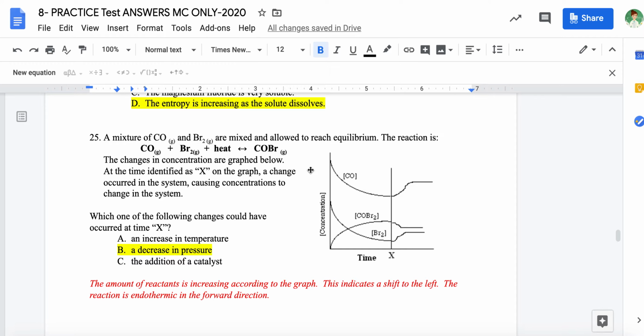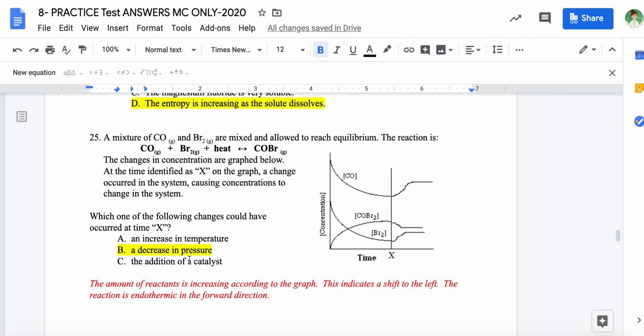Number 25 is about a graph. What happened at time X? So the key thing that we're understanding is at time X, we get more CO and we get more Br2. So we're getting more reactants at time X, and our COBr here goes down. So what could potentially cause that? We also know our forward reaction is endothermic.